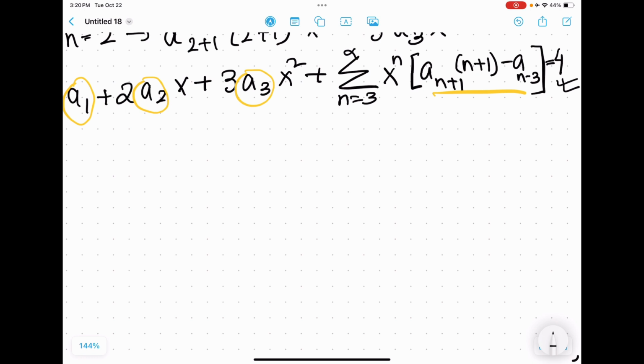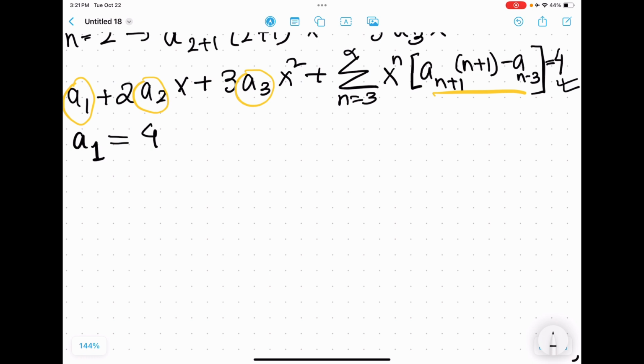Now, on our left-hand side, we have our first term, which is a sub 1. And if you observe carefully, our a sub 1 is just a constant number. It has no x attached to it. Now, if I look at my right-hand side, we just have a single number, which is a 4, and this 4 doesn't have any x attached either. So clearly, these two match just fine. They don't have any x's. So that means my a sub 1 equals 4.